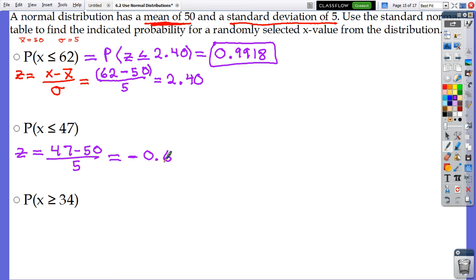And again, I want to use 2 decimal places. So negative 0.60.